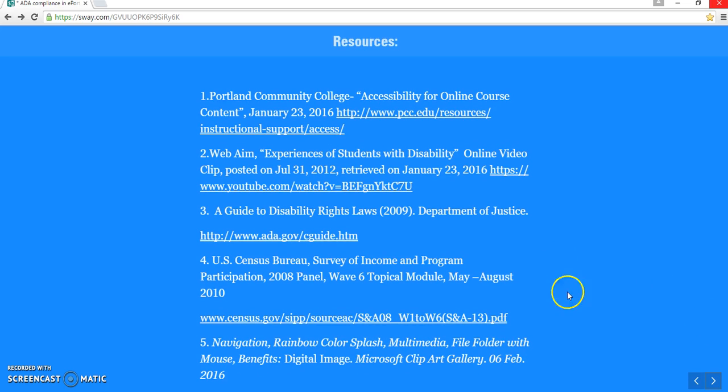And then I have the resources on the page. I've used multiple resources to make this lesson.